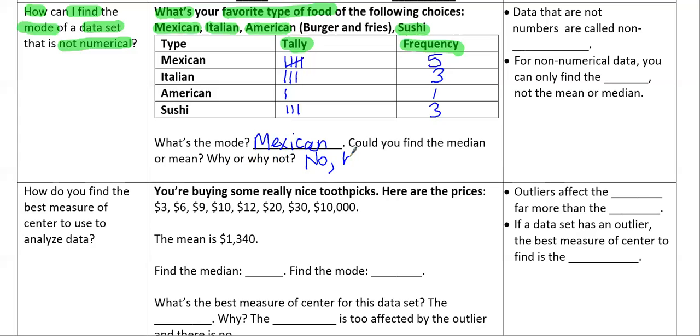No, because the data aren't numbers. I'm going to have to get really small here. Okay. The data aren't numbers. And data that are not numbers are called non-numerical. Numerical meaning numbers, non-numerical.